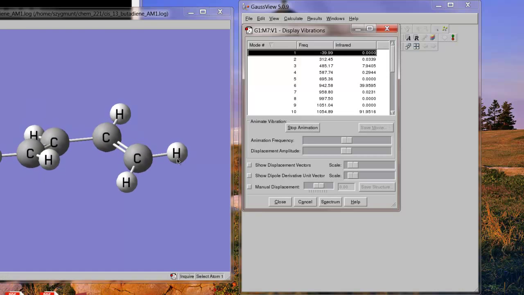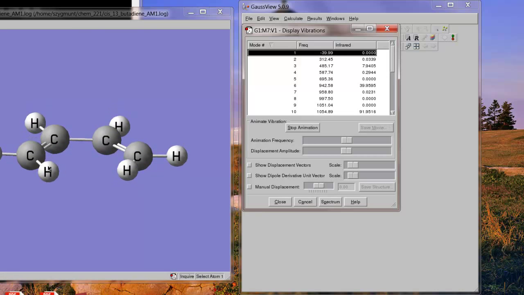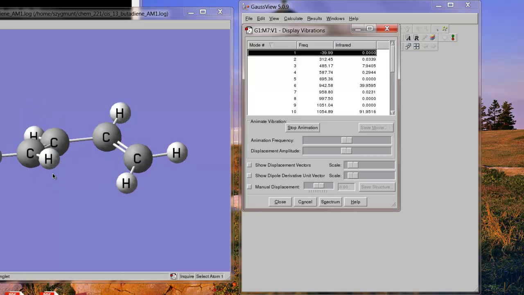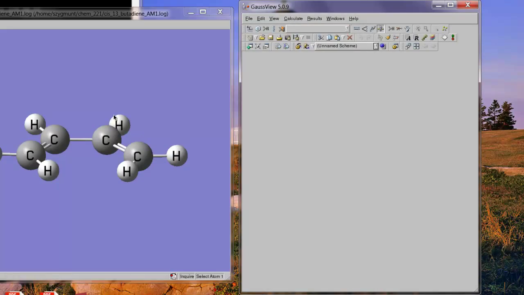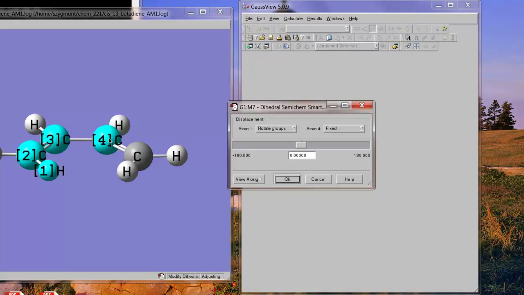Noticing that the hydrogens on the opposite sides of this planar structure want to vibrate asymmetrically. So if one goes up, the other one goes down, and vice versa. So we can use that qualitative information in order to construct a new input file and try to repeat this optimization. So what I want to do is go to the Modify Dihedral tool and change the dihedral angles that show the position of these hydrogen atoms.